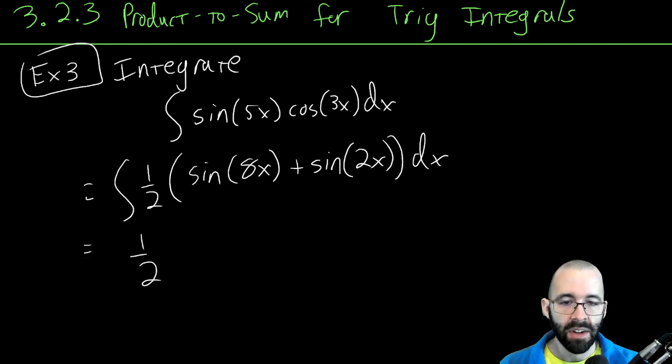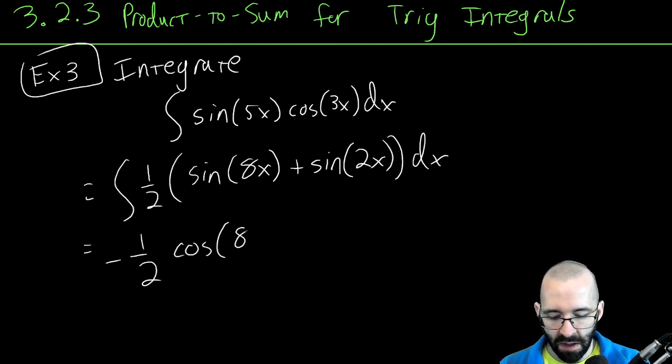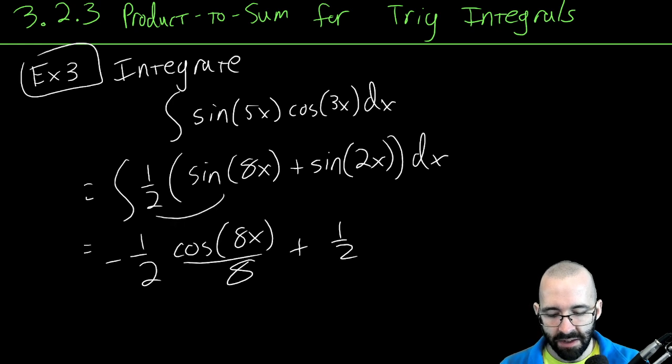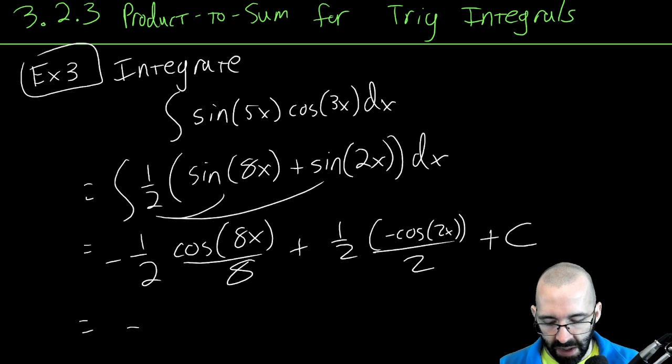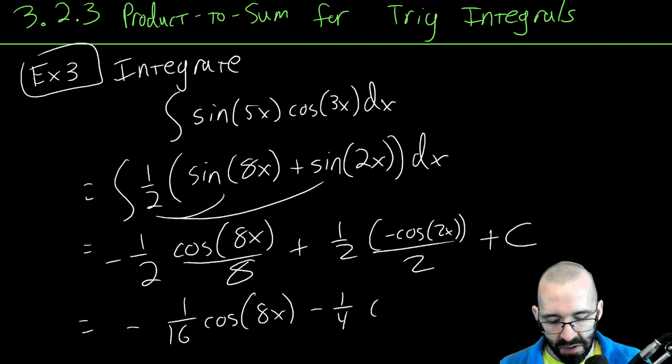What's the antiderivative of sine? It's negative cosine. And then we have to divide by 8 because of the chain rule, basically. We have the 1/2 from before, right? This 1/2 is distributed. Antiderivative of sine is still negative cosine. And again, we have to divide by 2. So we get negative 1/16 cosine of 8x minus 1/4 cosine of 2x.